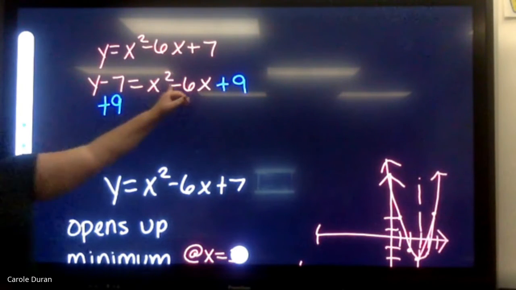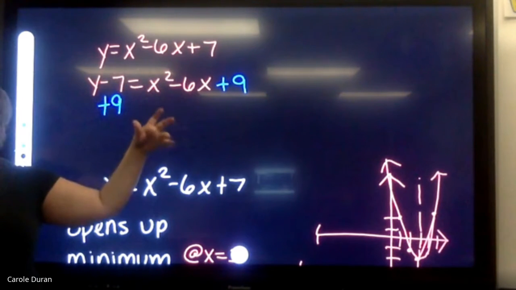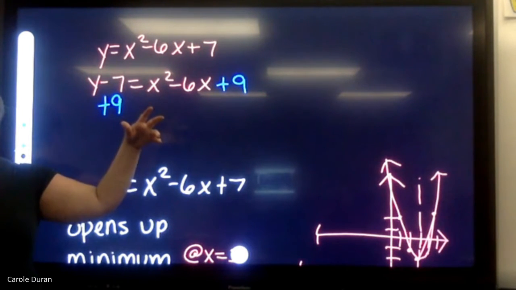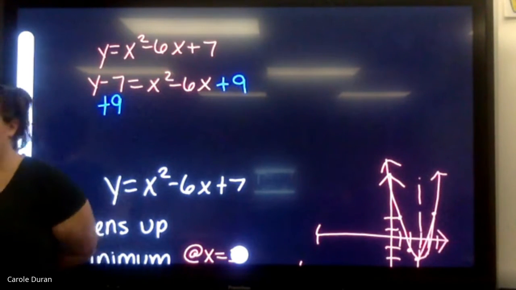So I took half of negative 6, and we got negative 3. And then I take negative 3 and I square it, because that's how we build the factors.